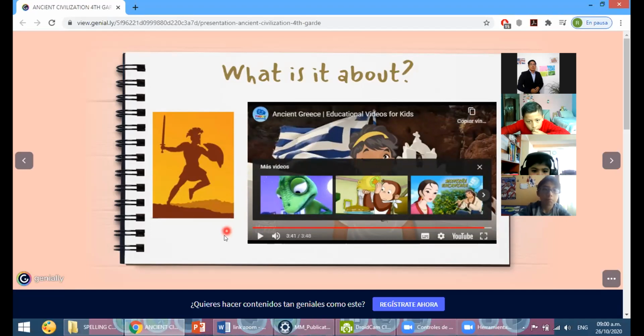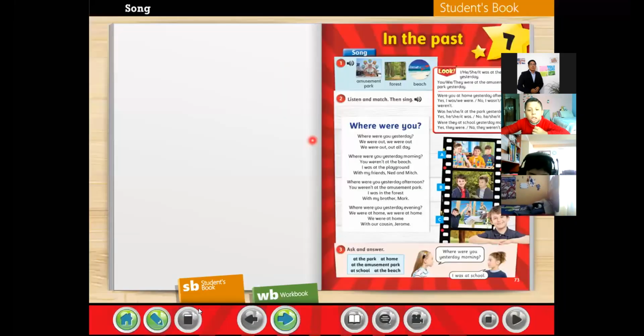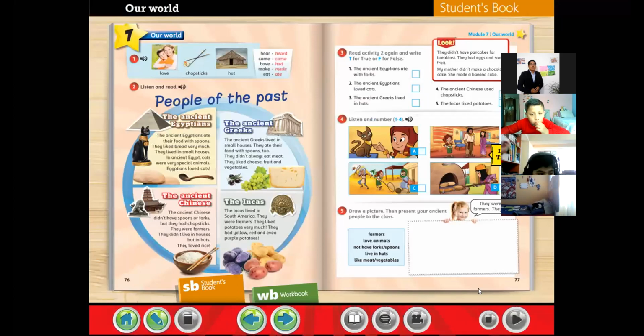Good. Now, please, we are going to see something similar in the book. Open, please, your books, your Young Stars. Let's work with the class of today. It's on pages 76 and 77. Open please your Young Stars.